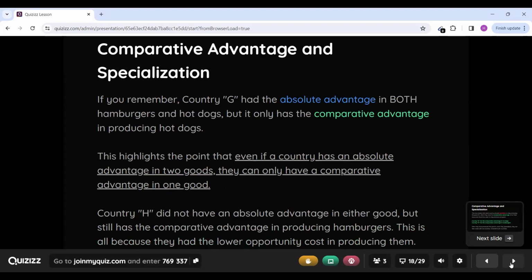This highlights the point that even if a country has an absolute advantage in two goods, they can only have a comparative advantage in only one good. Country H did not have an absolute advantage in either good, but still has a comparative advantage in producing hamburgers. This is all because they have the lower opportunity cost in producing them.